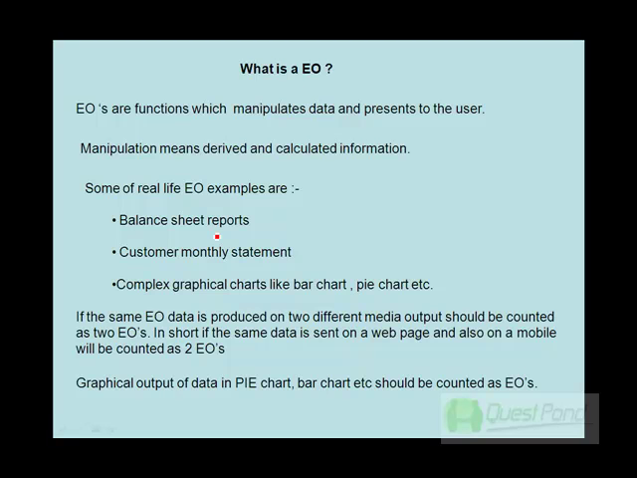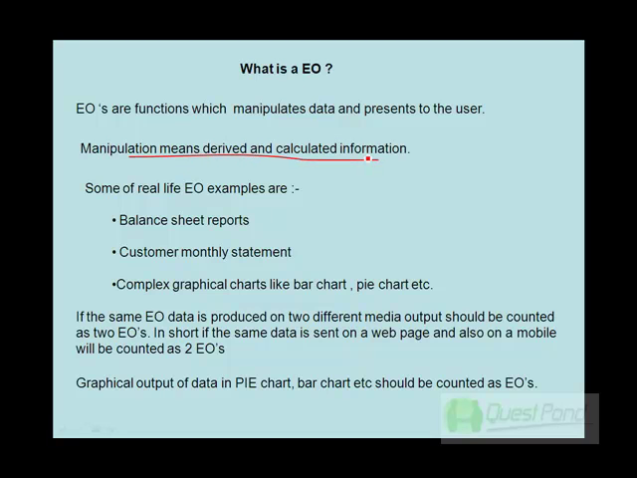Now when we say manipulation of data, we mean deriving and calculating information. So for example, when you are displaying balance sheet information, probably you will be showing aggregated totals of the year, the debit total at one side, the credit total at one side, then displaying the total of the debits and credits, and seeing if the balance sheet is matching. In short, there's a lot of manipulation happening in that report. So when we say manipulation, it means derived and calculated information.